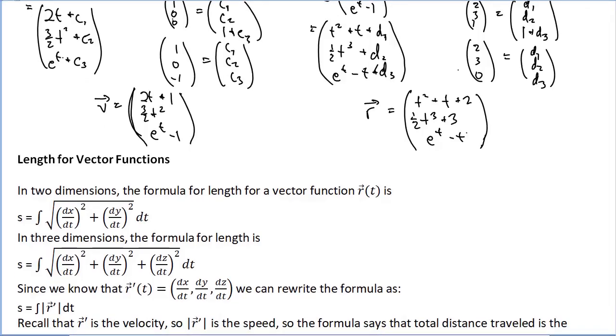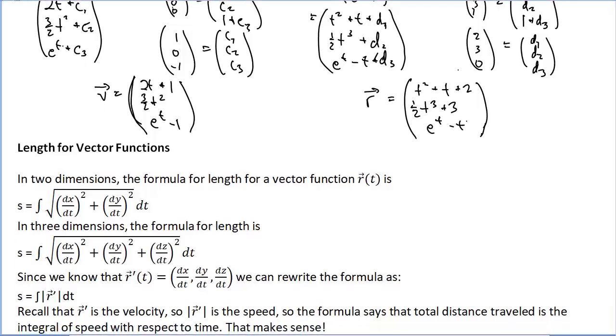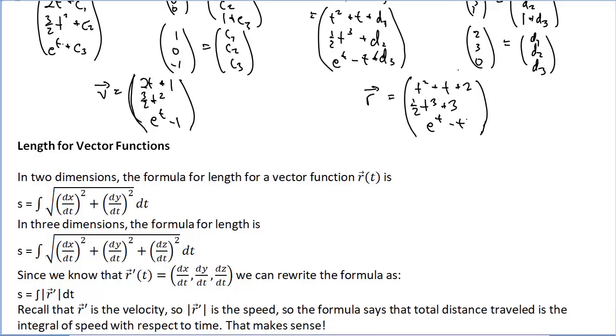And furthermore, since the original vector function is position, its derivative is velocity, and the magnitude of that is the speed. So notice that what the formula for arc length really says is that the total distance traveled is just the integral of speed with respect to time. And you know what? That makes sense. So now we've got our formula, and we know why it makes sense. So now let's go ahead and apply it to a problem.